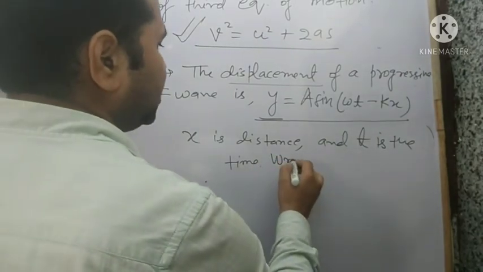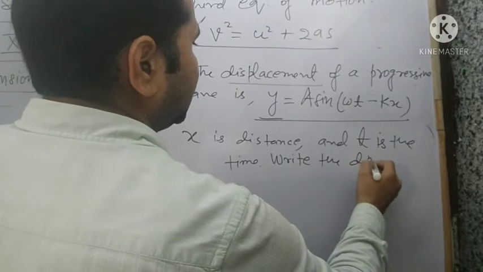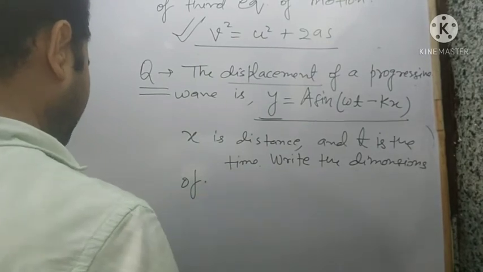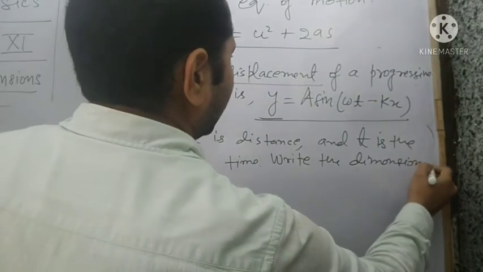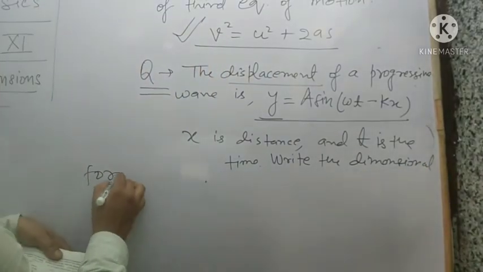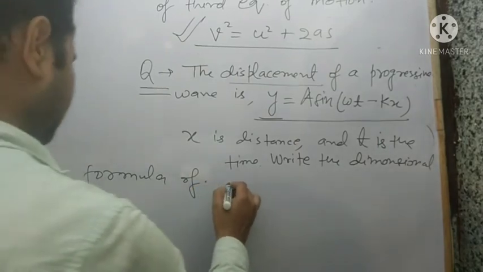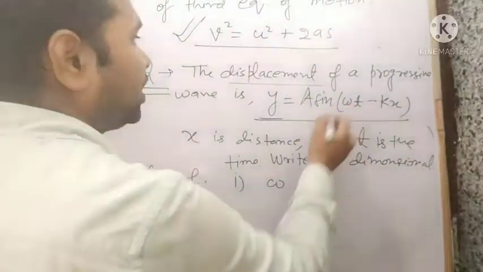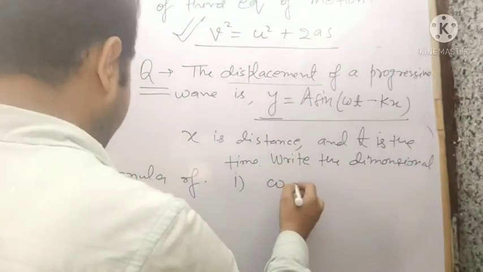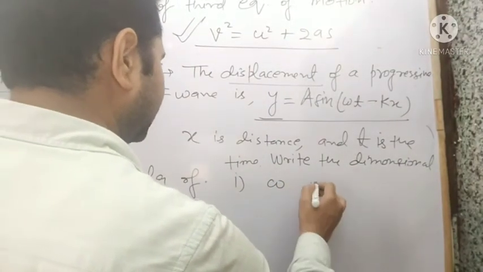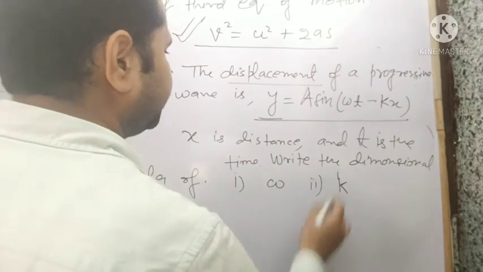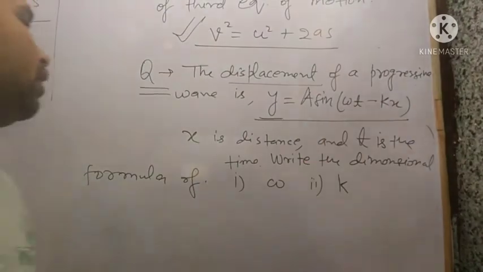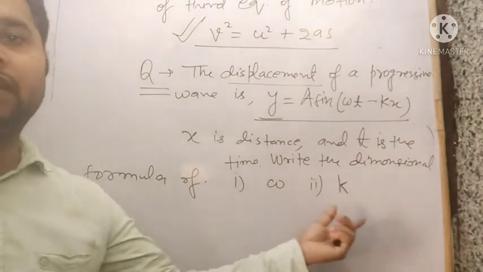क्वेश्चन है write the dimensions of, या डायमेंशनल फॉर्मूला कह दो, डायमेंशनल फॉर्मूला of first is omega. This is called omega, not W. This is not W, this is omega. You know that omega is the angular frequency. Omega, and second one is K. Small k. This is another constant. So we have to find the dimensional formula of omega and K.